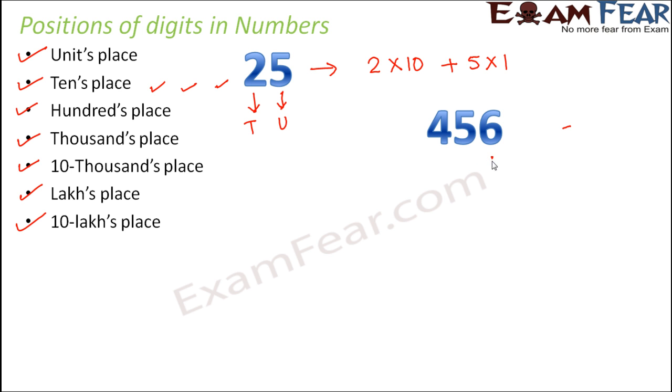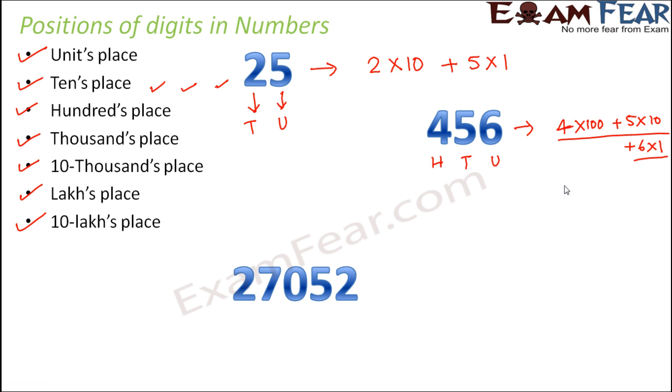So this would be units place, this would be tens place, and this would be hundreds place. How can we write this? We will write it as 4 into 100 plus 5 into 10 plus 6 into 1. How much will you get out of this? You will get 456. Let's look at more examples.